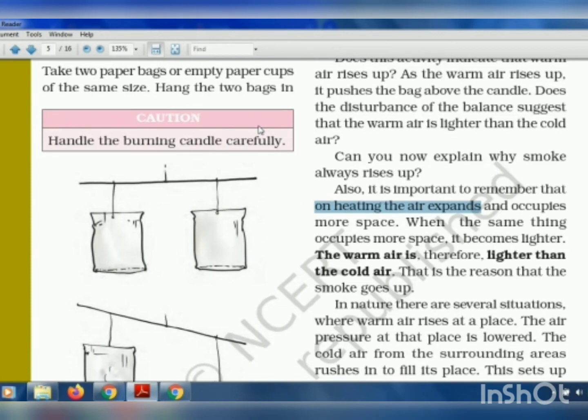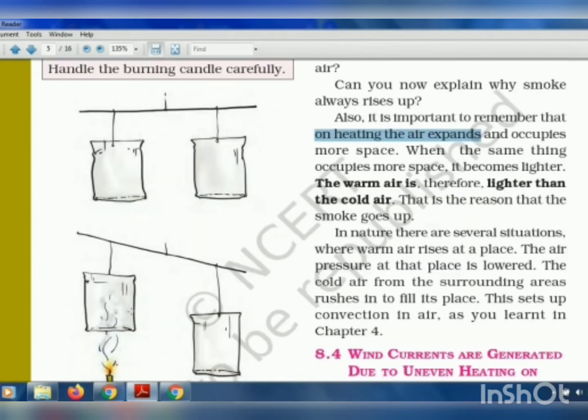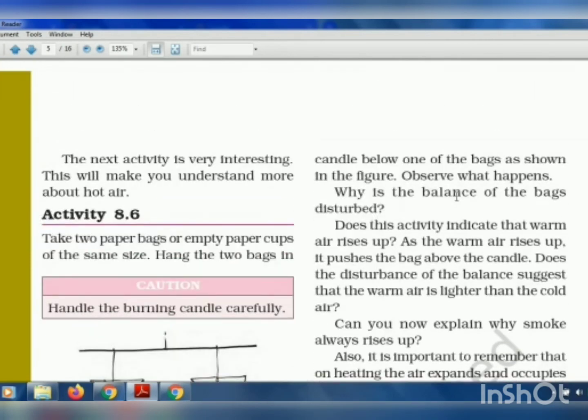Okay, and that is why in the first experiment the balloon was blown up, and in the second experiment the paper bag became light in weight and started to move up, because it is said that warm air is lighter than cold air, and this is the reason why the smoke goes up. Smoke comes out from where? It comes out from the vehicles. It's the hot gas. So as it is hot, it is light in weight, it expands and it rises up. Okay.